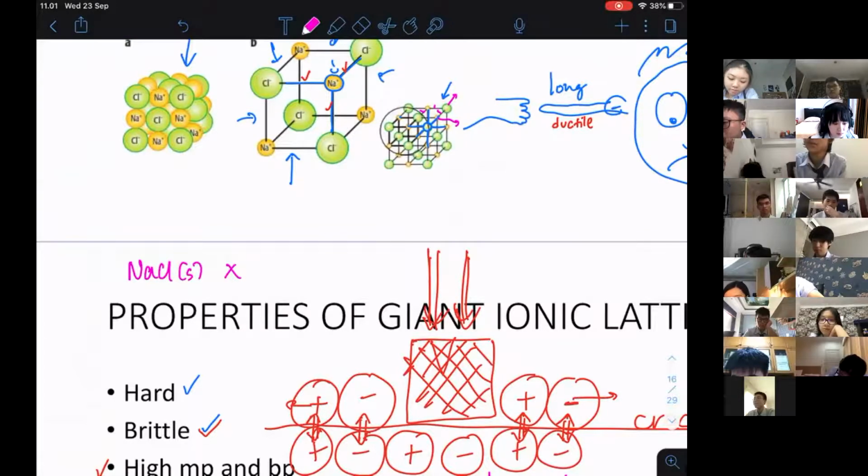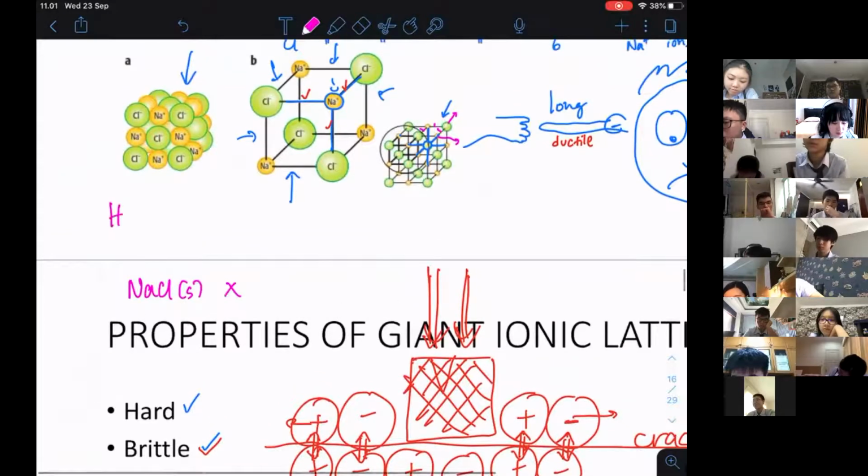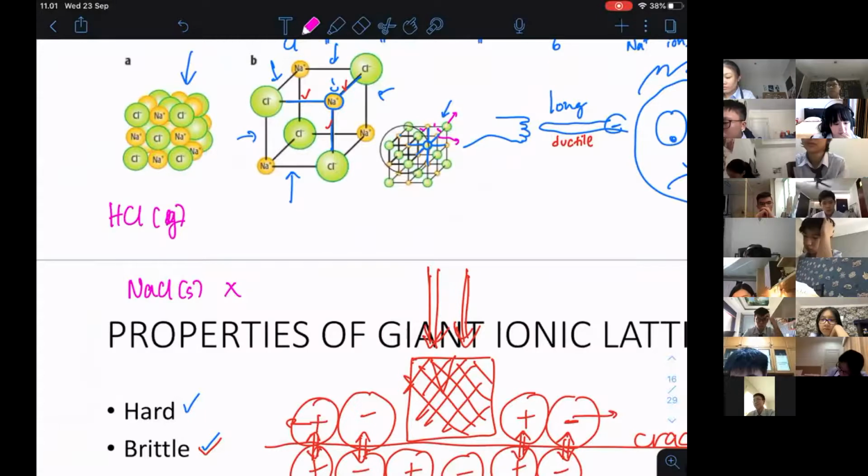The same applies, I think, even for HCl. HCl is a covalent molecule, in liquid form or gas form. They do not conduct electricity because they are covalently bonded. But when you add water, what happens? You start to get H plus and Cl minus. Therefore they can conduct electricity. So this one is similar to HCl as well.